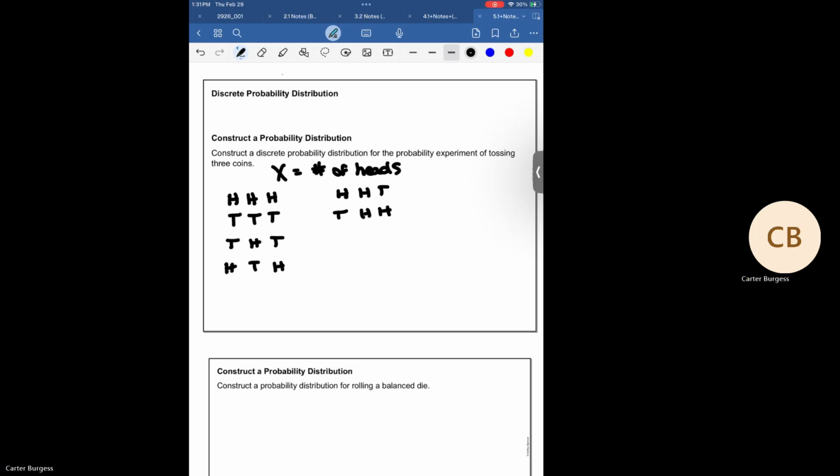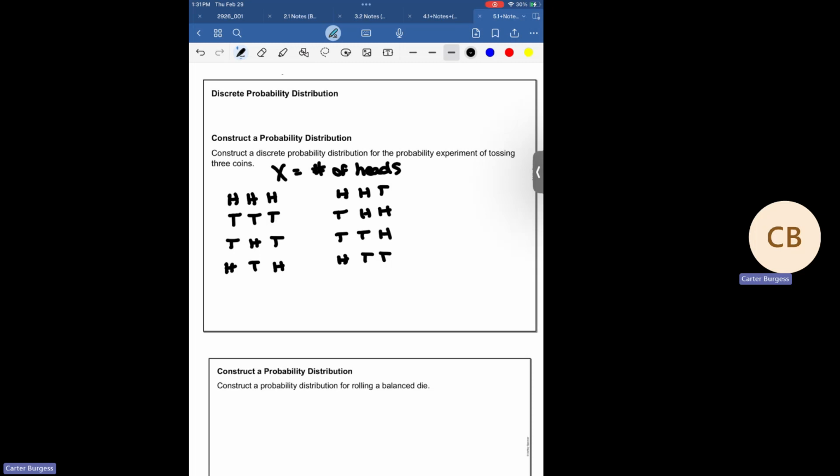Two more. Tails, tails, heads. And the last one: heads, tails, tails. Heads, heads, tails we already have, but heads, tails, tails we don't have. So 8 total options. We want to apply our random variable to each of these outcomes.